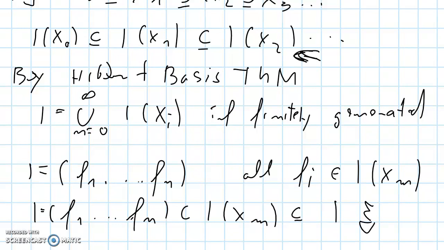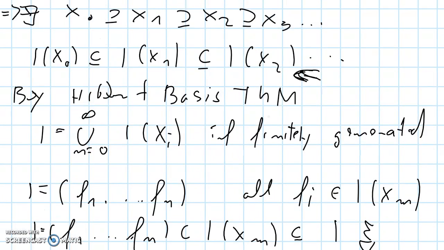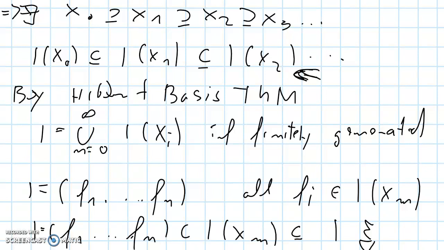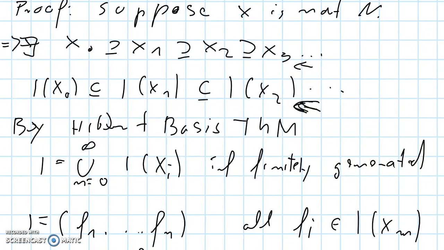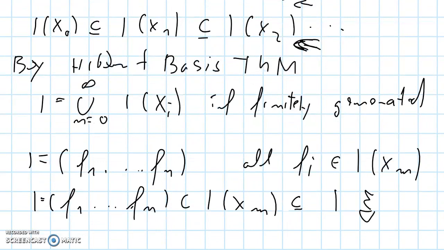And this means that we cannot have such a strictly increasing sequence of ideals here, and this in turn means that we cannot have this strictly decreasing sequence of closed subsets of our variety X. And yeah, this concludes the proof.